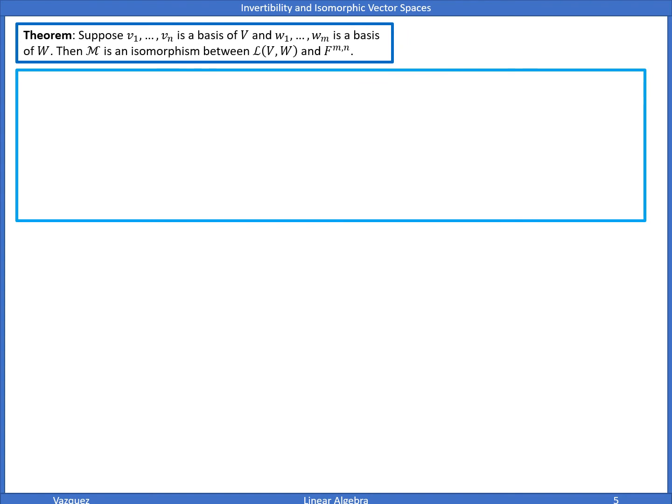So to prove isomorphism, what can we do? We can show that the mapping is injective and surjective. We would also need to show that the matrix M is linear, but we already did that last lecture. Matrices are indeed linear. So, like I said, we need to prove that M is injective and surjective.